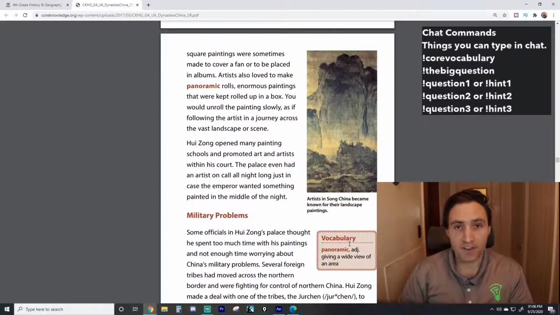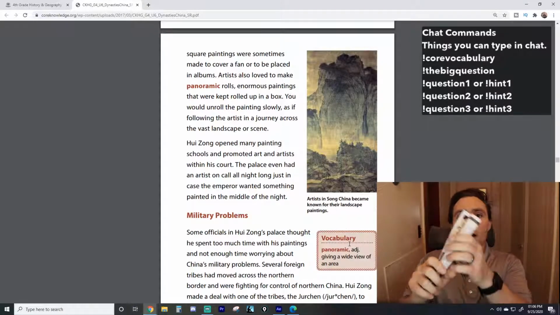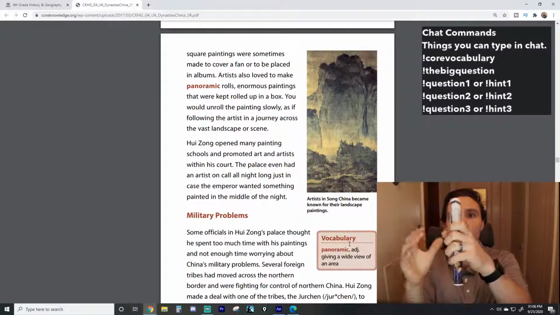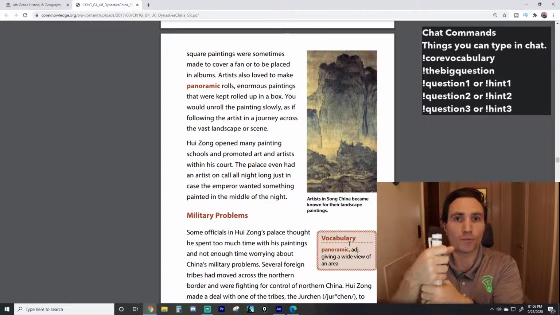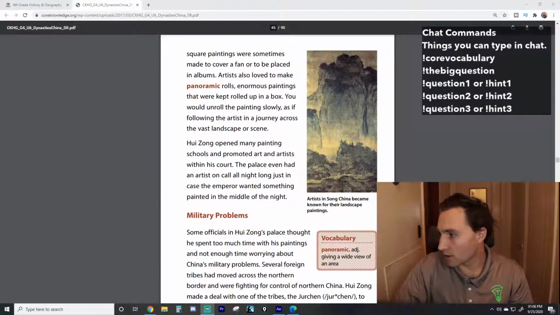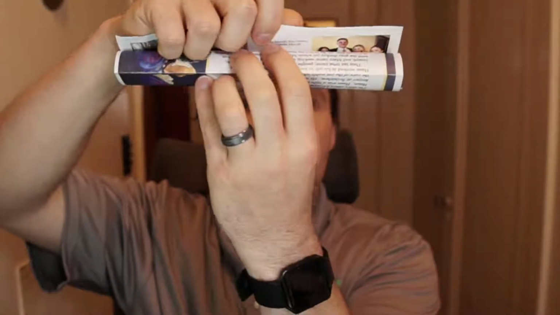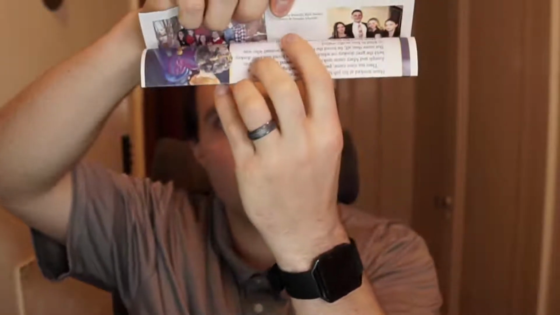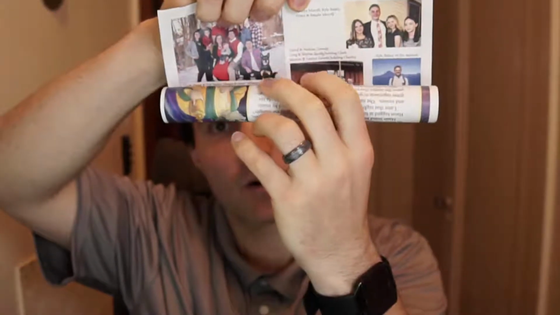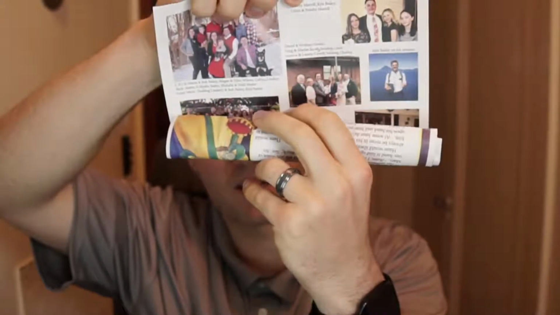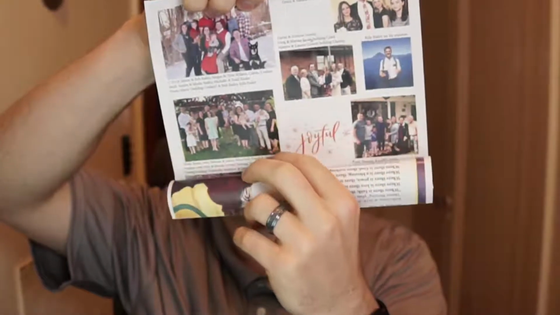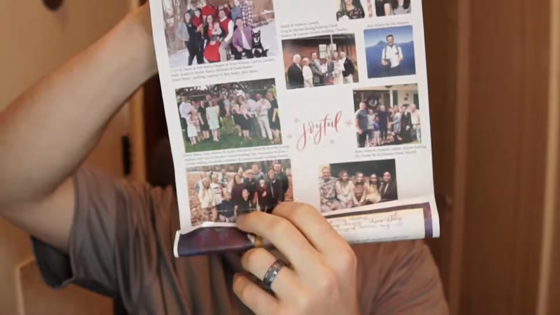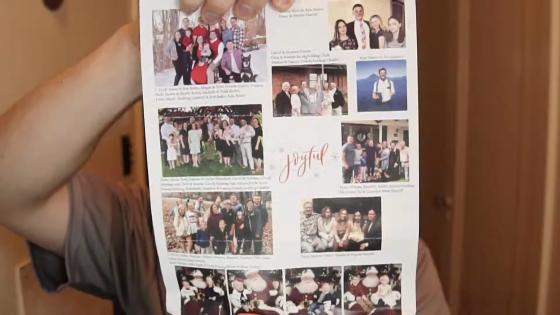Well, back in the Sung Dynasty, they had rolls. They'd take the painting and roll it up, like you can roll up a piece of paper. They talked about how, as the artist would slowly unroll the painting, it would be like going on a journey through the painting. They would unroll these panoramic rolls of paintings. It's pretty cool, huh?